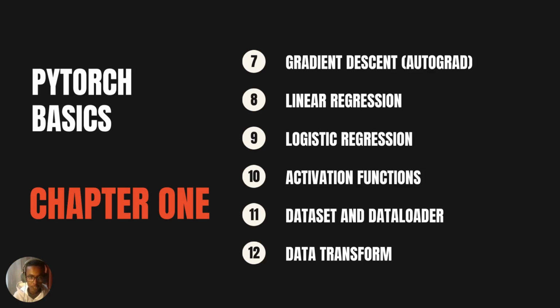In the 10th section, we're going to talk about the different kinds of activation functions that we can implement using the PyTorch framework. And in the 11th section, we're going to see how to load datasets using the PyTorch framework. In order to do that, we need the help of the Dataset and DataLoader packages. Finally, to conclude the first chapter, we're going to talk about data transforms and how to implement different kinds of transformations on our dataset before feeding it into the model.